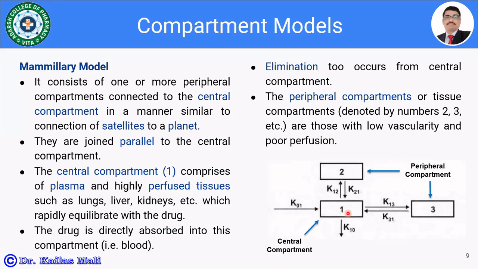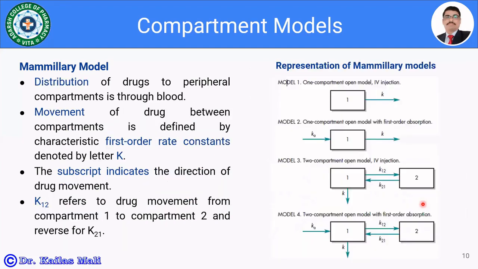So whatever the central compartment is, it comprises the highly perfused tissue along with the systemic circulation, and the drug is going to be absorbed into the central compartment, and from the same compartment the drug is going to be eliminated. The peripheral compartments or the tissue compartments, denoted as 2 and 3, are those with a low vascularity or poor perfusion, for example fats or the adipose tissue and so on.